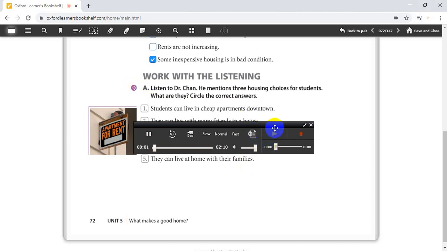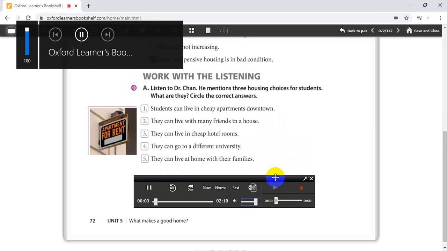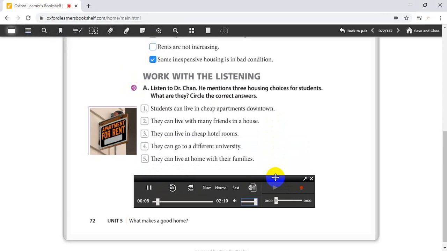Unit 5. Listening, Activity A. Good evening. I'm Dr. Ross Chan, and I'm talking today about housing. We have a beautiful new university in Jackson, but the campus is small and we don't have enough dormitories for all of our students. We have a housing shortage. There is some housing in town, but many apartments aren't affordable for students, so they don't have many choices.